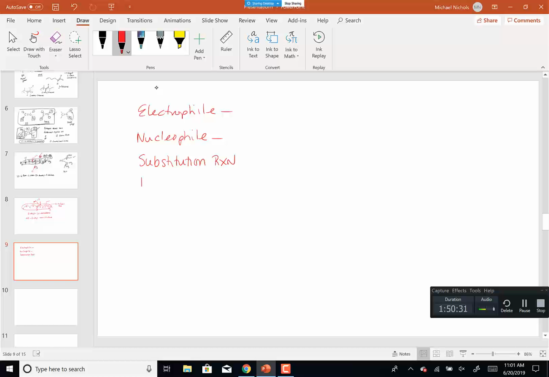A substitution reaction versus an elimination reaction. And then we're also going to talk about unimolecular versus bimolecular, but I'll build up into that. So, electrophiles and nucleophiles: an electrophile is going to be an electron-poor species, and a nucleophile is going to be an electron-rich species.